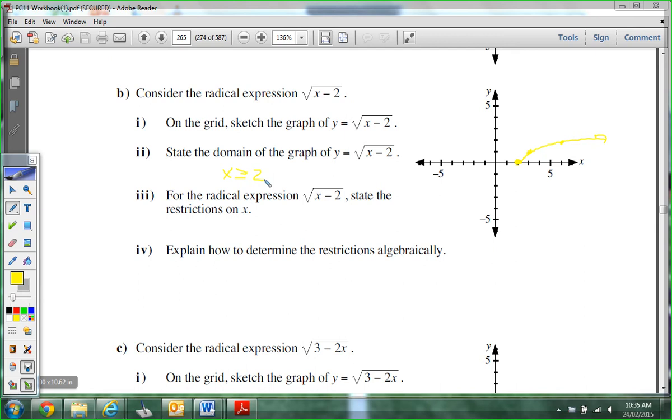Okay. Part 3, again, is a very similar question. It says, for the radical expression, state the restrictions on x. X can't be smaller than 2. So it's the same thing. We can't have anything under 2 because it gives us a negative.